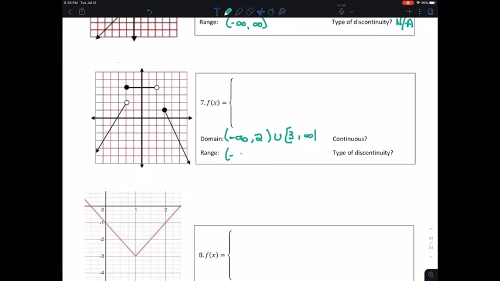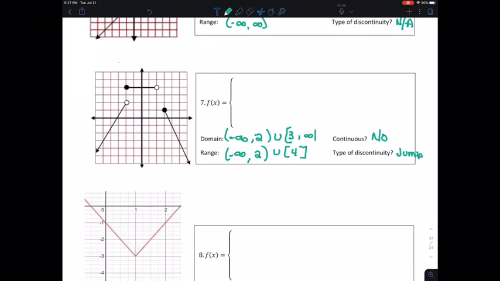My range goes from negative infinity, and then it goes up to 2, but 2 is not included. So that's a parenthesis, and then it jumps to 4. And it's just 4, so we just write the 4 because it doesn't go above that, but 2 and 3 are not included. Is it continuous? No. And the type of discontinuity, once again, is jump.